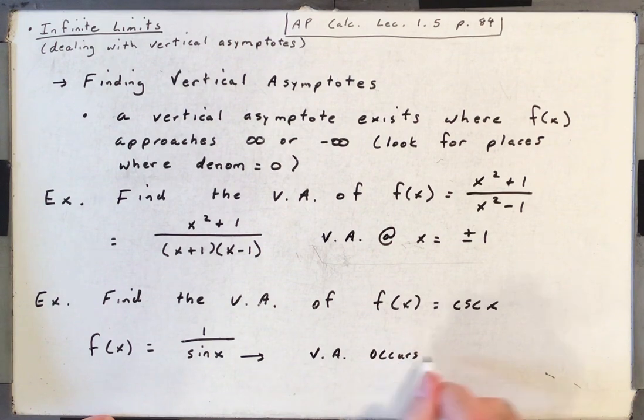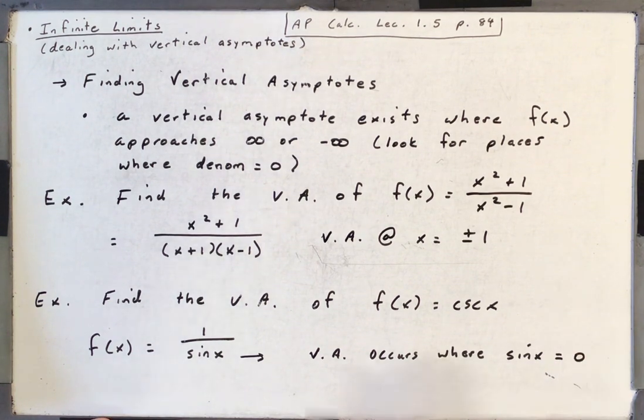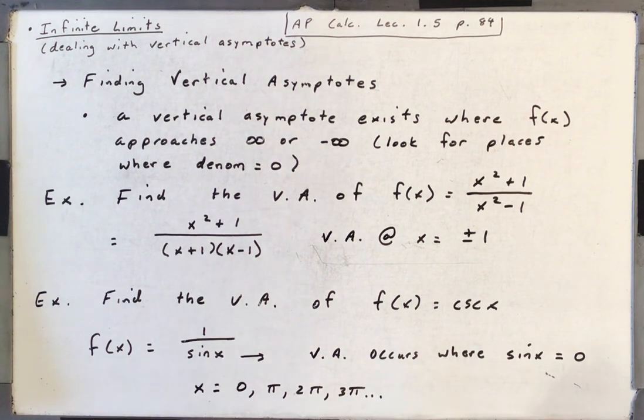So the vertical asymptote occurs where sine x equals 0. So that's at x equals 0. That's the first one. Pi, 2 pi, 3 pi, etc. One way to shortcut that, because it goes on infinitely, also in the negative direction, would be 0 plus pi times n, where n is an integer.